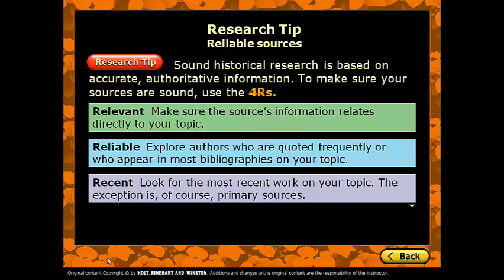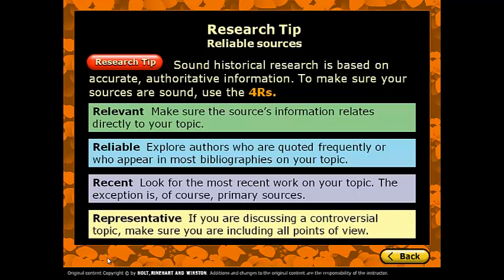So you want relevant, you want reliable, you want recent, and you want representative. You need to represent all sides of the issue. And this is especially important if you're presenting or researching a topic that has controversial ideas or people who have opinions strongly in one camp or the other. Political issues, environmental issues, ethical issues. You want to make sure that you get both the pros and the cons represented in your research. So your 4 R's are relevant, reliable, recent, and representative.